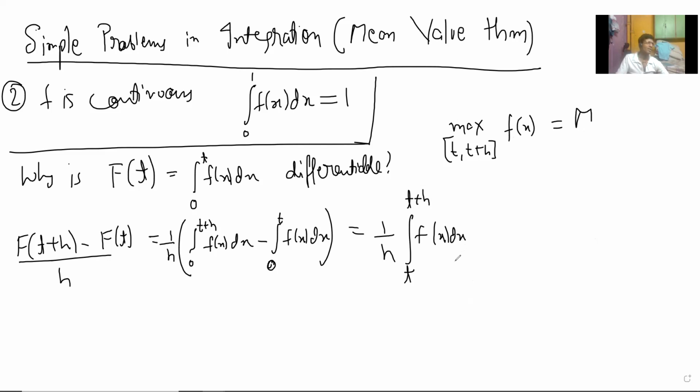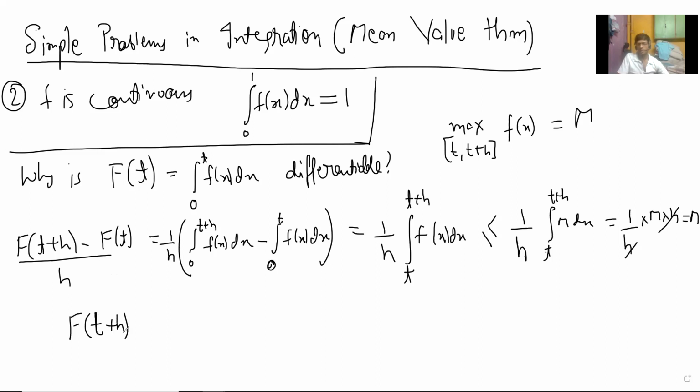Wait, is it working? Let's do it. So if f of x is, yeah, but then the greater than is not useful. The h will cancel out. Anyways, so you get the 1 by h, and let me just write everything clearly. This is equal to m times h, and h will cancel. So this is equal to m. But this doesn't give us the differentiability, right? It doesn't give us differentiability.